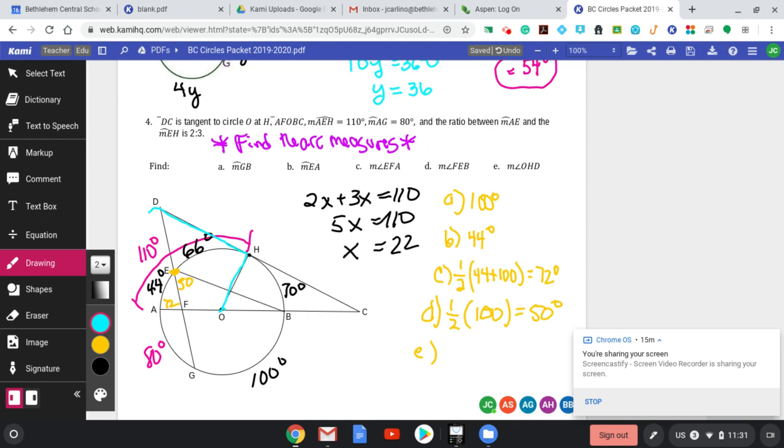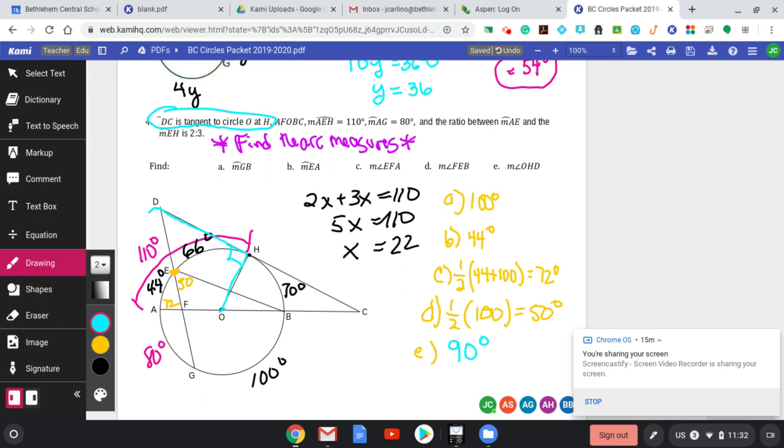I don't think so here, because look up in the directions. It says DC was tangent to circle O at H. So this is a tangent line. And what's OH? That's a radius. Theorem: a radius drawn to a point of tangency is perpendicular. So no algebra needed here. That bad boy is 90 degrees. Okay?